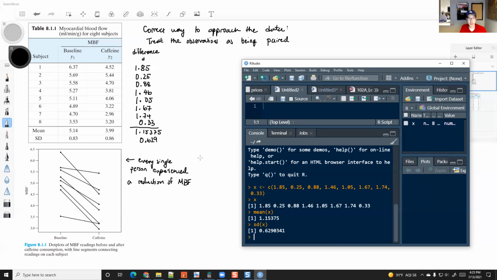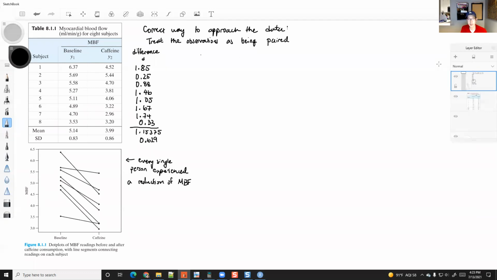So we're going to ask, are these differences significant here? So this is the mean and the standard deviation. So we treat the observations as being paired. Can we read the equation we're supposed to use for the standard deviation?